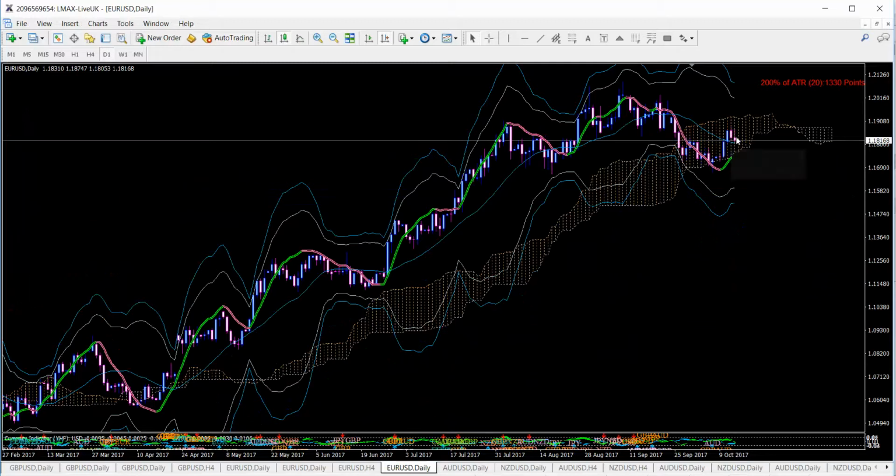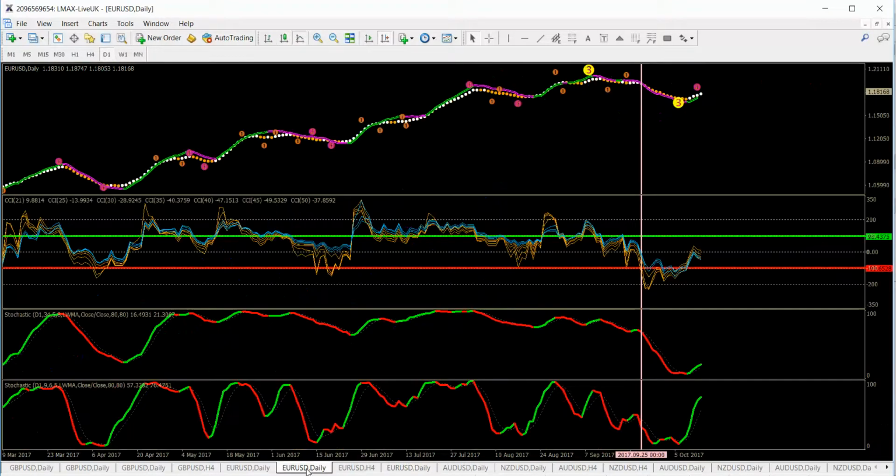Right, it's still staying within the cloud, so it has shown the regression turning green, so we are quite safe to long from here. We expect it to go above the cloud to the upside, and the oscillators are showing rebound, with stochastic showing very clear signs of reversal, and also CCI showing signs of reversal.